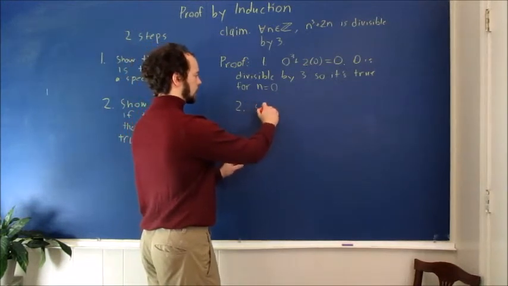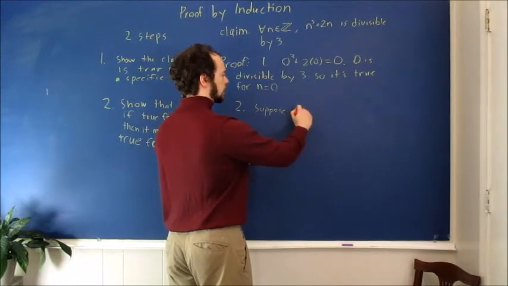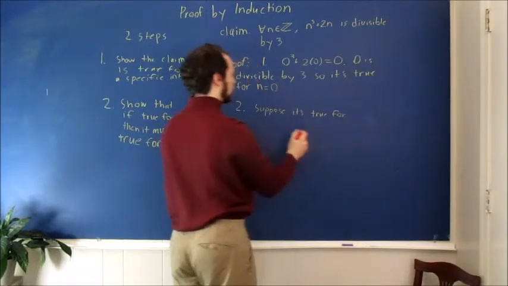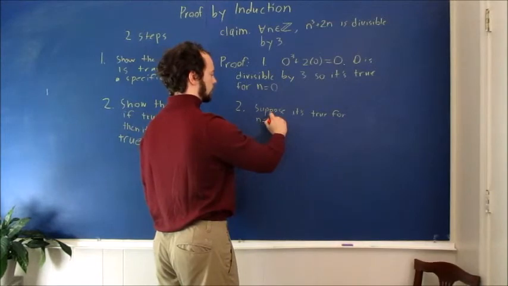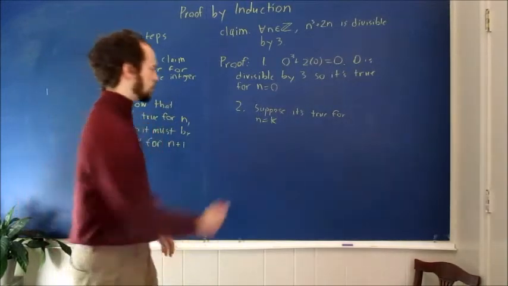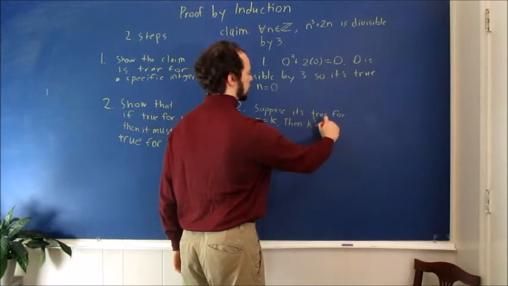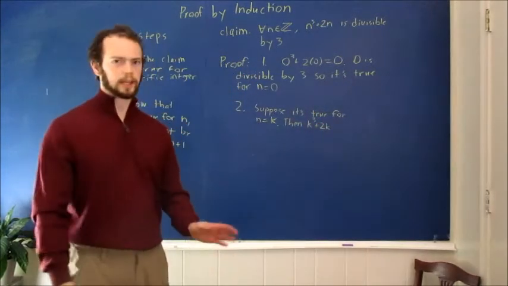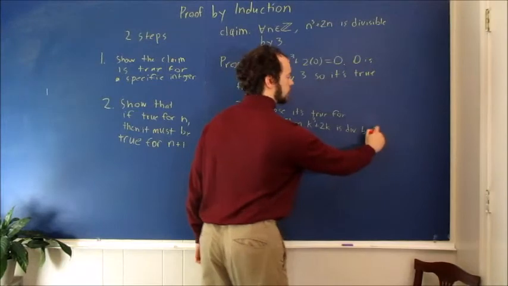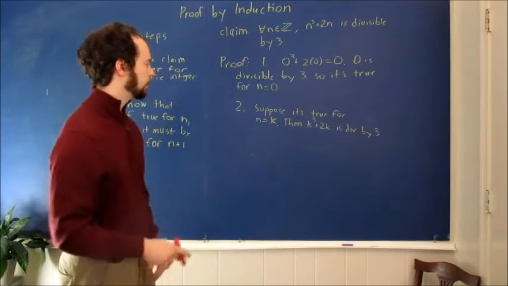So we'll say, suppose this claim is true for n equals k. Just some integer k. Then k cubed plus 2k is divisible by 3, right? We're just assuming that this is the case.